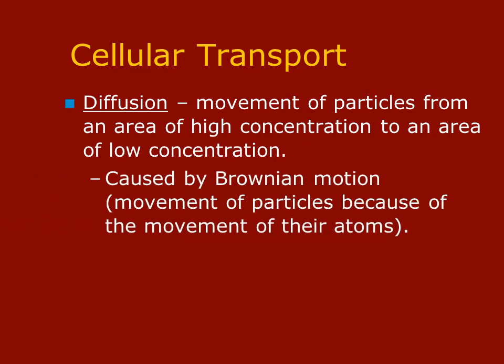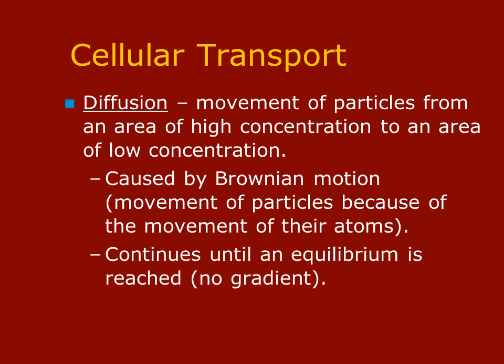It's caused by Brownian motion, which is the movement of particles because of the movement of their atoms. Okay, and that's what Brownian motion is. And it continues until equilibrium is reached. So equilibrium means that there's not greater amounts or concentration of a molecule in one location or another, but that it is evenly spread throughout. And that was what no gradient or equilibrium is referring to.